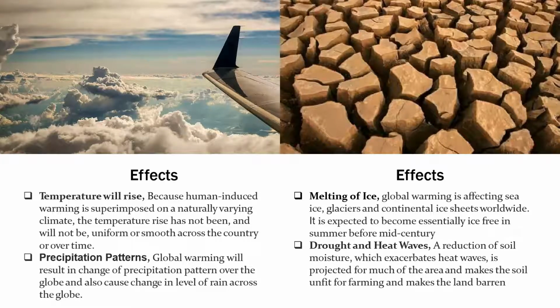Melting of ice. Global warming is affecting sea ice, glaciers, and continental ice sheets worldwide. The Arctic is expected to become essentially ice-free in summer before mid-century. Drought and heat waves. A reduction of soil moisture, which exacerbates heat waves, is projected for much of the area and makes the soil unfit for farming and the land barren.